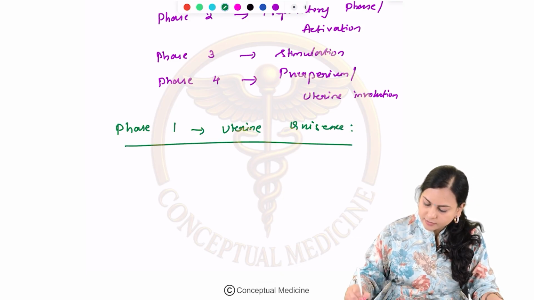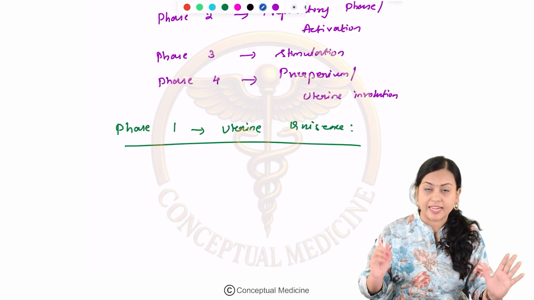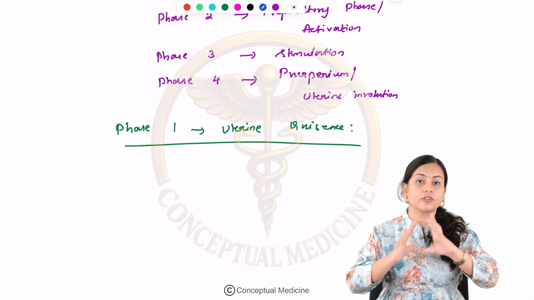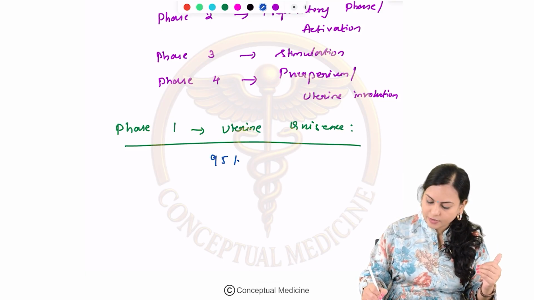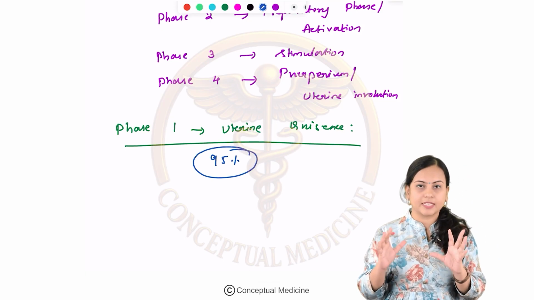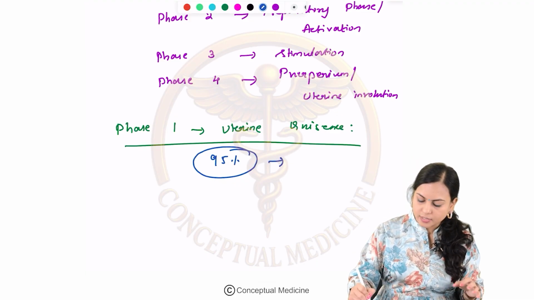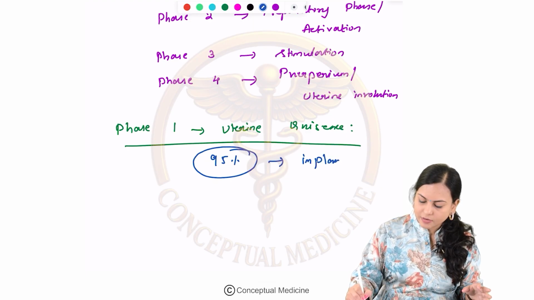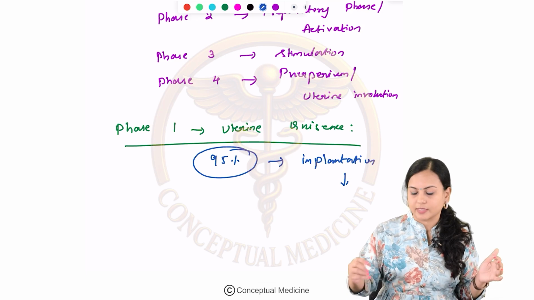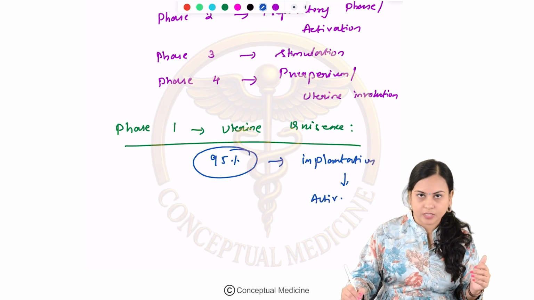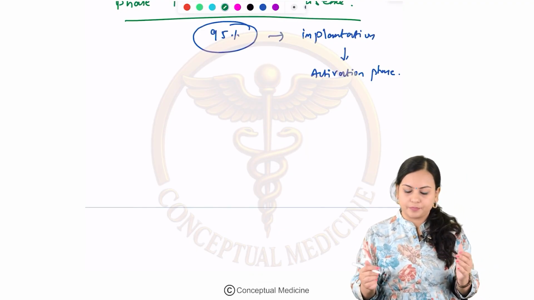What is quiescence? Quiescence means it is silent, it is calm. That means there is no uterine activity at all. Normally, about 95% of the pregnancy state is in this phase only. This phase starts even before implantation and continues till the next phase, that is the activation phase.